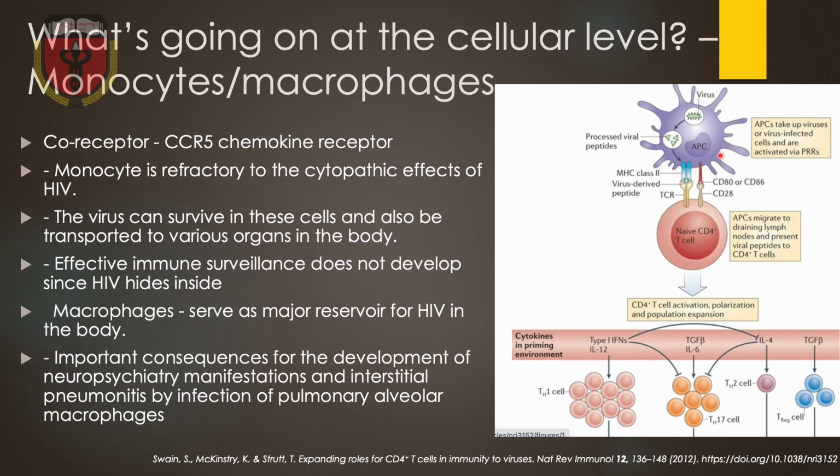So dendritic cell is another type of APC, an antigen presenting cell. It takes up the virus and processes the virus into tiny little pieces. Basically, it breaks it down into tiny little pieces to present antigen, to present these proteins to T cells.